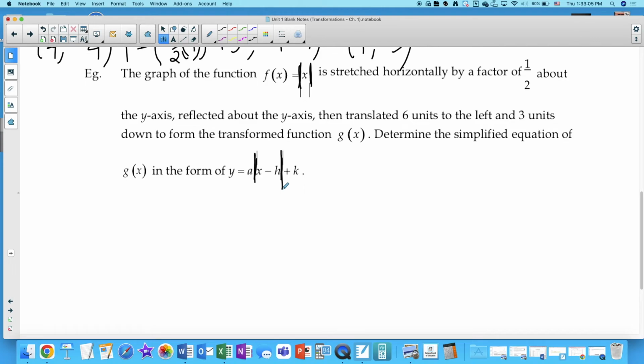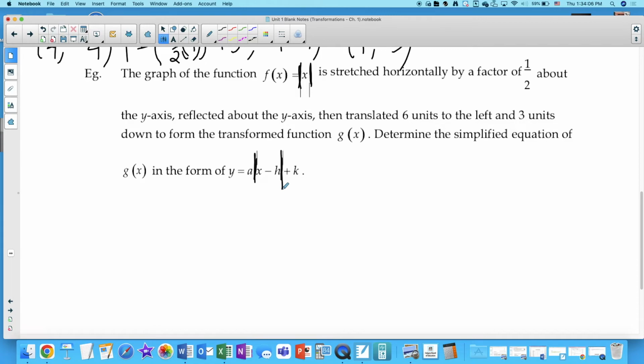The graph of the function f of x equals absolute value of x is stretched horizontally by a factor of a half about the y-axis, reflected about the y-axis, then translated 6 units to the left and 3 units down to form the transformed function g of x. Determine the simplified equation of g of x in the form y equals a times the absolute value of x minus h plus k. Okay, so again, going straight from the description right into the equation is not an easy thing to do, and you guys can already see I'm not stellar at not making mistakes. So I would make sure that you pick apart every bit of the description and then say how that's going to affect the parameter.